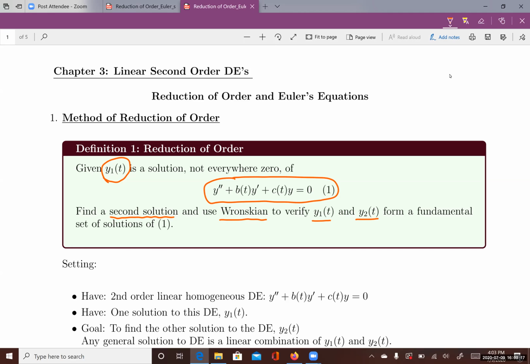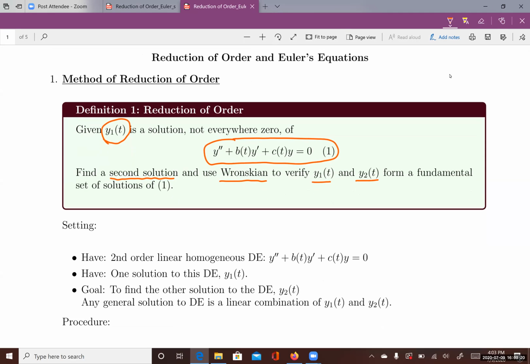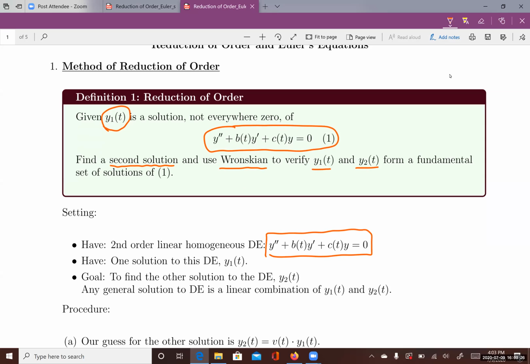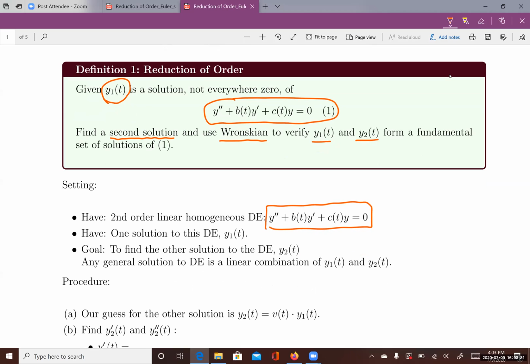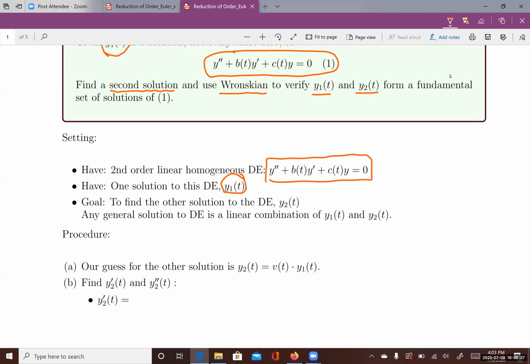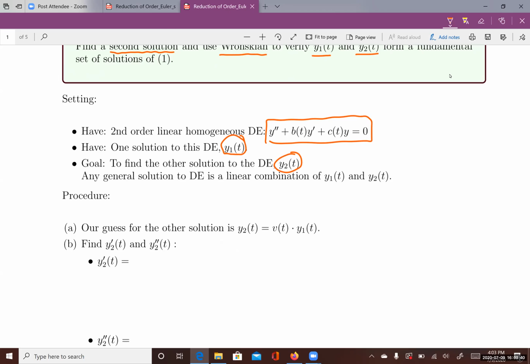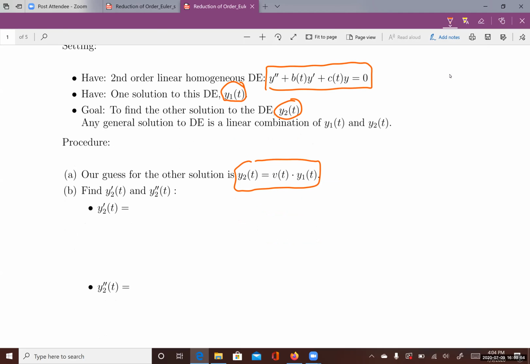All right. Well, the setting is, first you need to make sure that your differential equation is in the correct form: y double prime plus b of t y prime plus c of t y equals 0. Then you know one of the solutions y1, and you find the second solution y2 by the guess that y2 equals v of t times y1, where v of t is the unknown function which we're going to find.